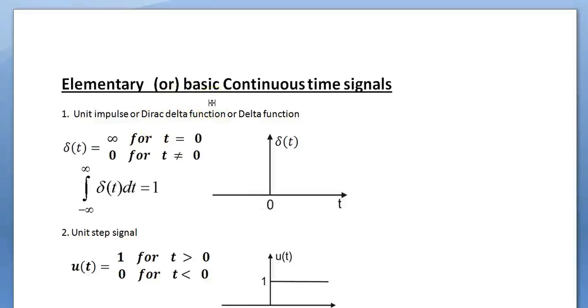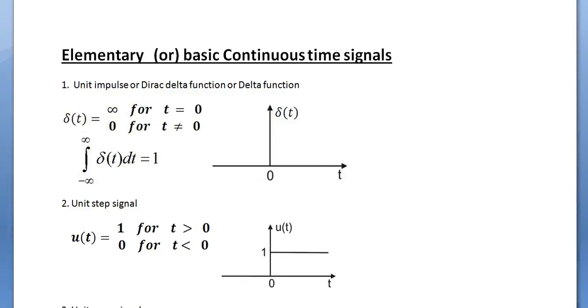Now I will discuss different basic continuous time signals. First one is unit impulse. Delta of t value is infinity when t equal to 0, and 0 when t not equal to 0. The value may be infinity, but the area will be 1. Integration means area. The area under impulse is 1.